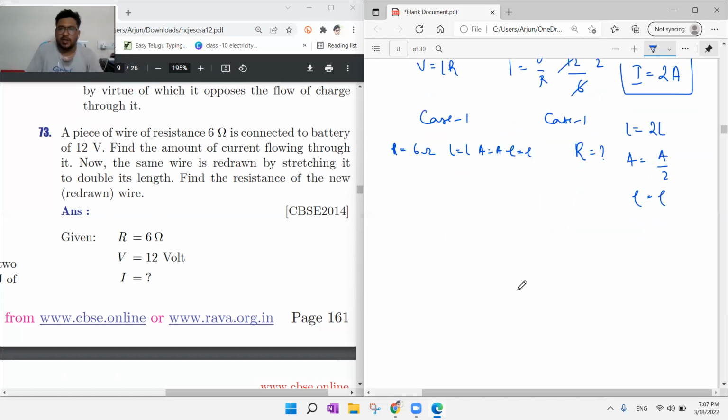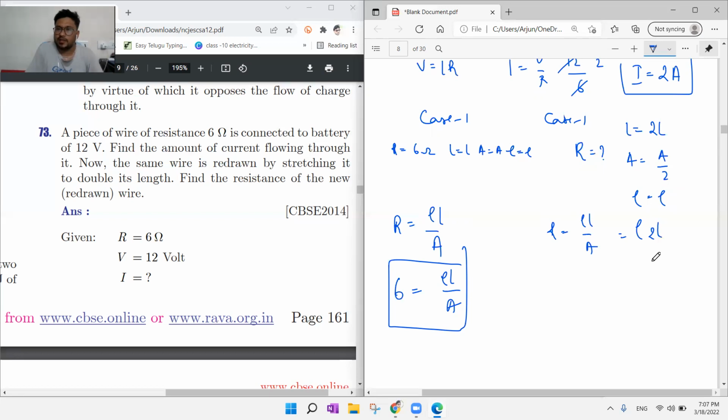Already we did this one. So what we can do, R is equal to rho L by A. R value is equal to 6, 6 is equal to rho L by A, means rho L by A value is 6. Now here R is equal to rho L by A, which is nothing but rho, L is 2L, by A is equal to A by 2. Now R is equal to rho, it becomes 4L by A. That is R is equal to 4 rho L by A. Rho L by A is nothing but 6.